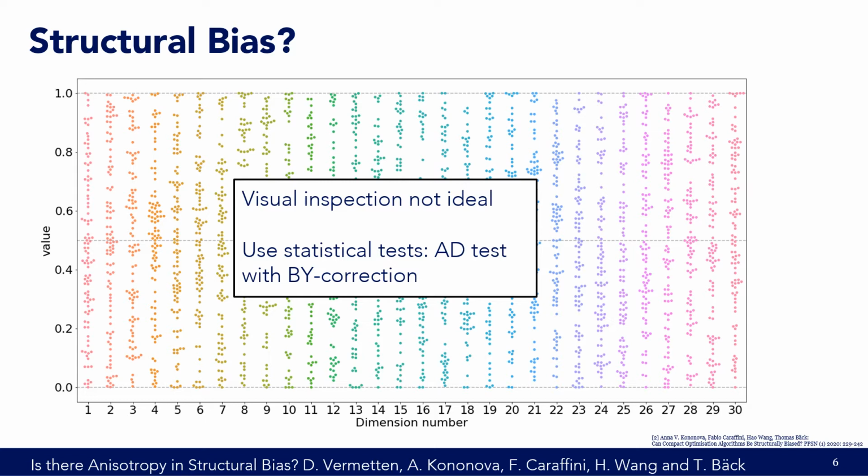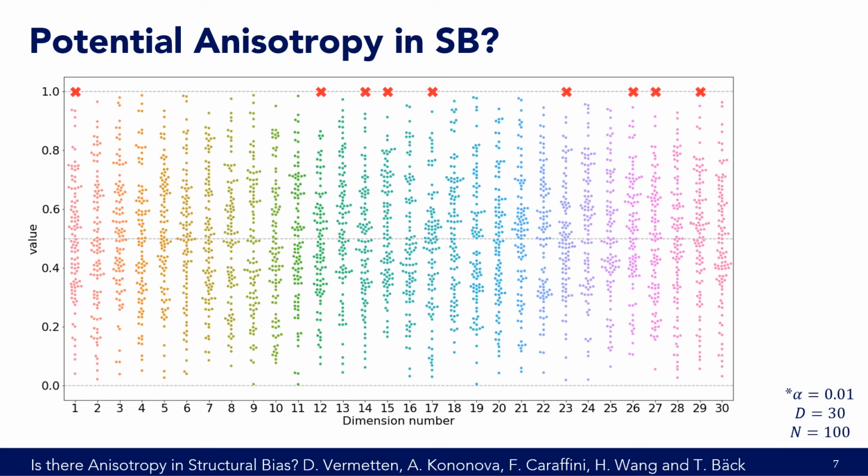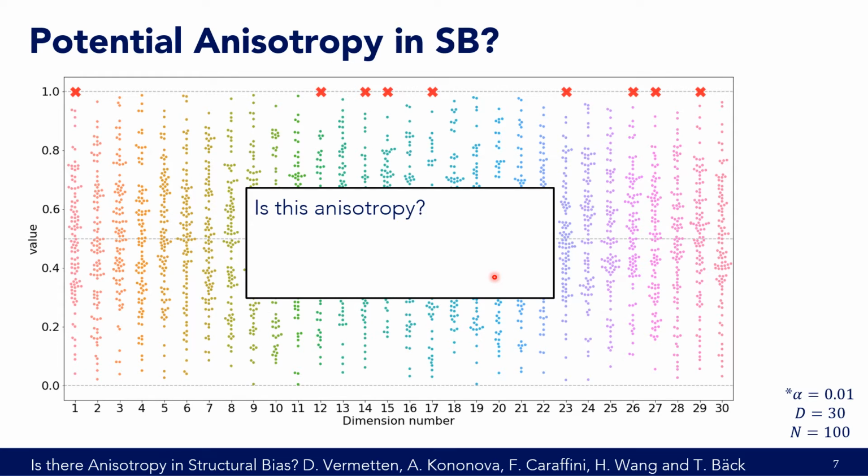But because this test is done per dimension, one thing that was noticed when running this on data from a lot of different types of algorithms is that it often finds that some dimensions are biased while some others are not. And this is one example of the data from one of these algorithms. So we see here with these red crosses which dimensions are rejected by our statistical test. And the dimensions where there's no cross are the ones that are not rejected. And so we might think that this means that this algorithm is anisotropic. So there's a difference in the way that it handles these different dimensions.